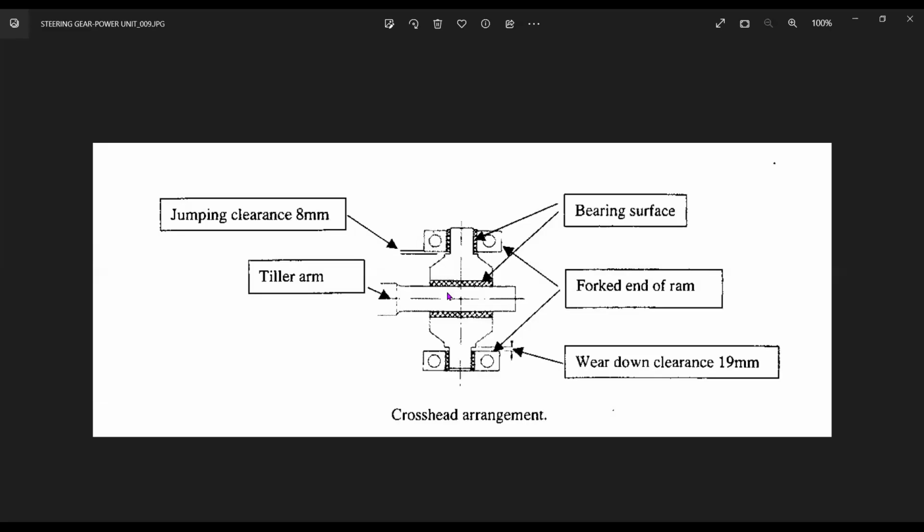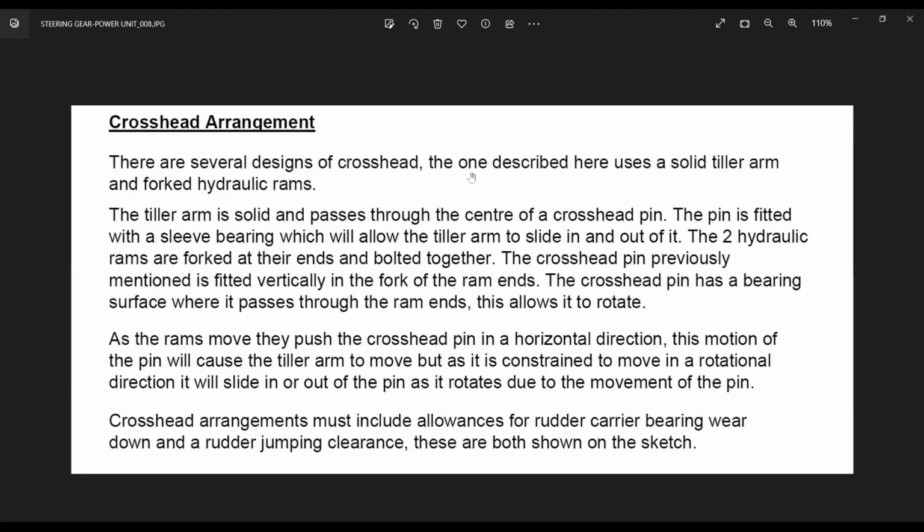So first is this crosshead arrangement. So the large crosshead is there, and then you've got a bearing surface over here in the trunnion on top. Okay, and this is the bigger crosshead with a solid tiller. That means the tiller is one complete part, and that is passing through this crosshead. There is again a bearing area over here and a bearing area vertical over here. Okay. So there are several designs of the crosshead, and one described here. This is a solid tiller arm, and other with a forked hydraulic arm.